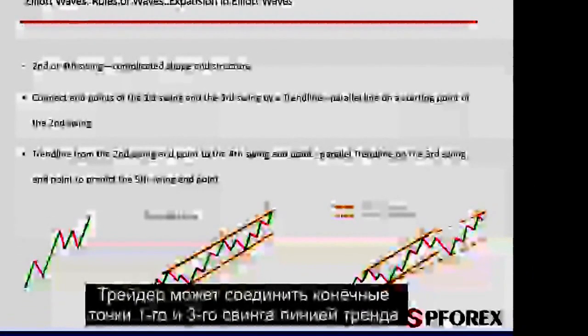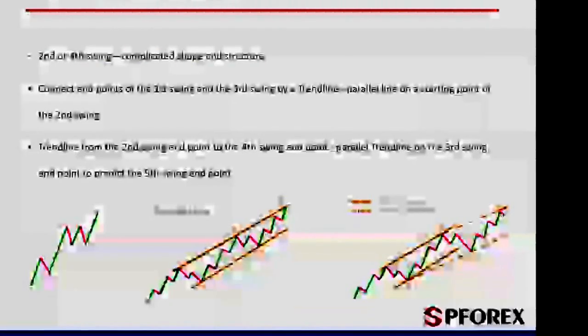A trader can connect the endpoints of the first swing and the third swing by a trend line. Then a parallel line can be placed on the starting point of the second swing. Hence, the fourth and fifth swing can be speculated considering this channel.